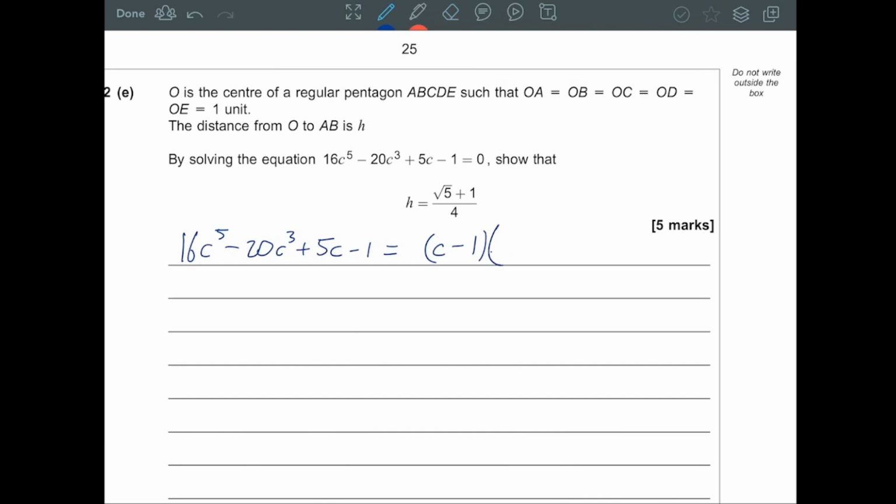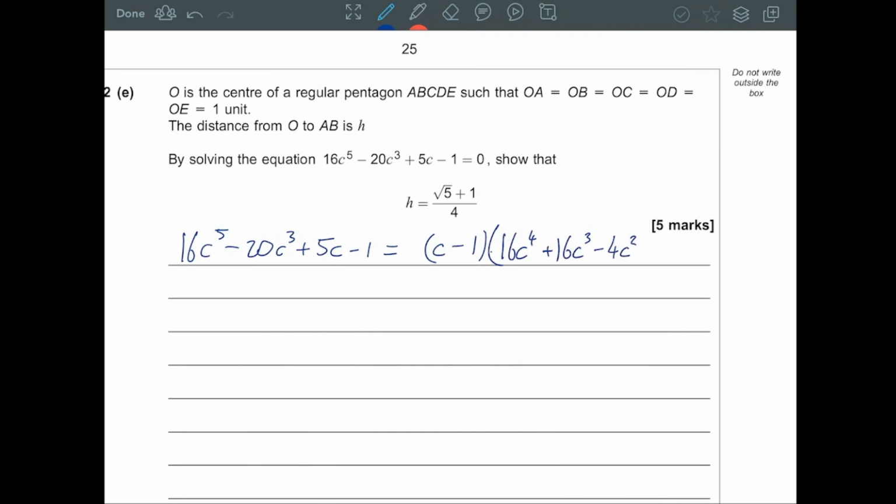So c1 leaves behind 16c to the 4. What's the next term? We've got minus 16c to the 4, which I don't want, so I need to add 16c cubed. I've got minus 16c cubed, but I want minus 20, so I need to subtract off another 4c squared.